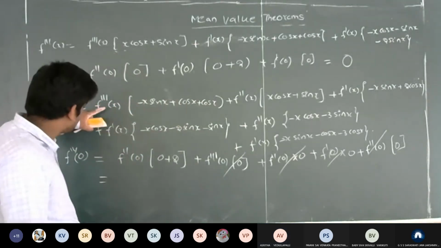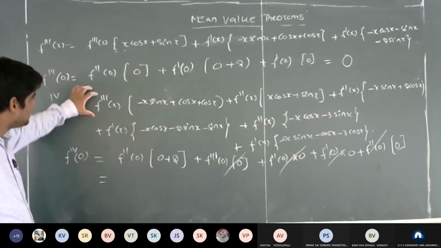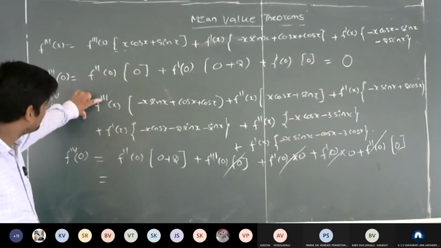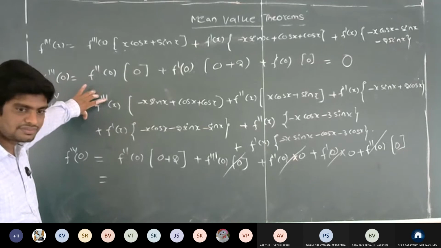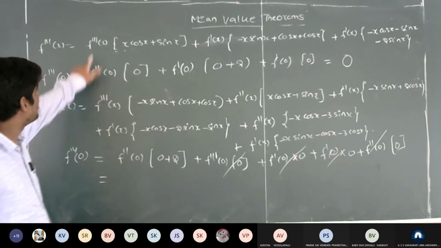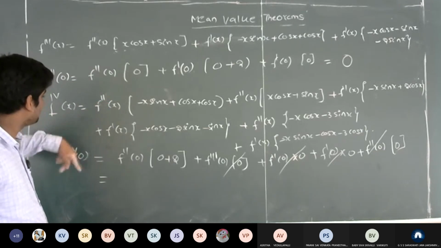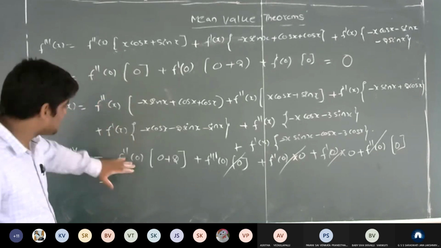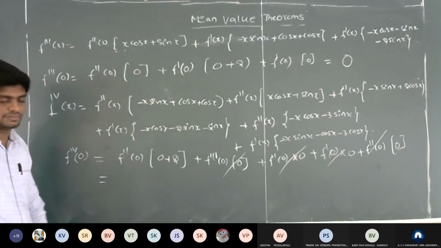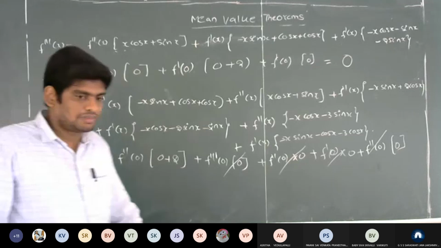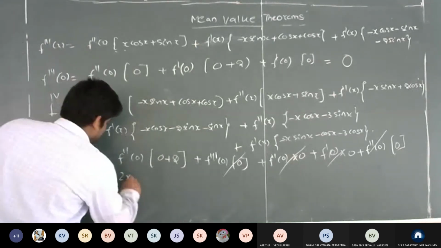So that is not f triple dash. Why are you telling it is f double dash? It is f double dash. So you check once whether it is f double dash or f triple dash. So this is f double dash, I think. Whether it is f double dash or f triple dash, please respond. So here this is 2, this is 2.